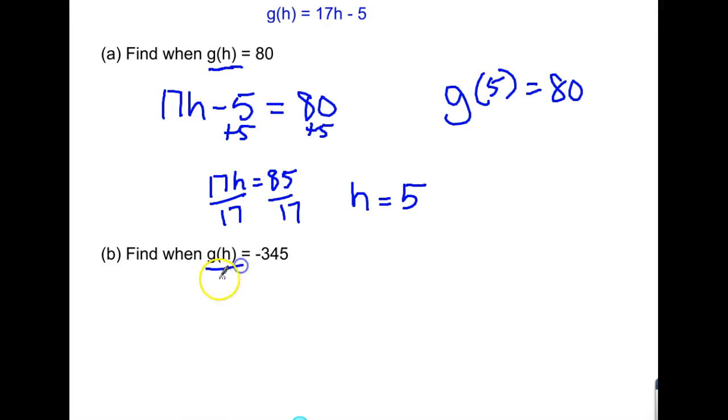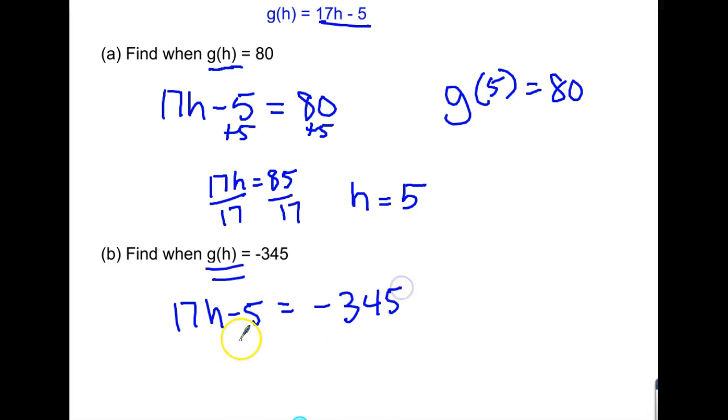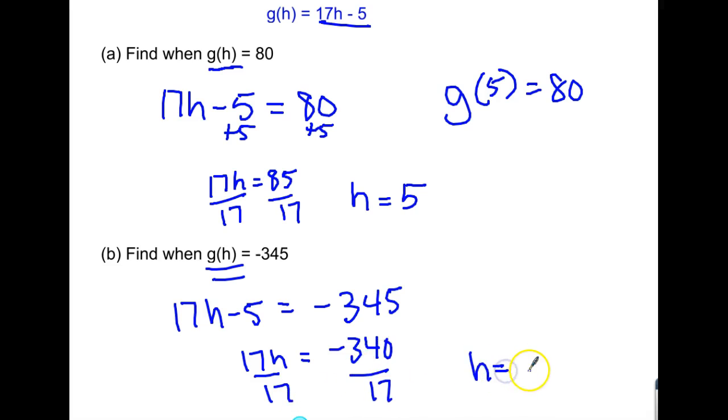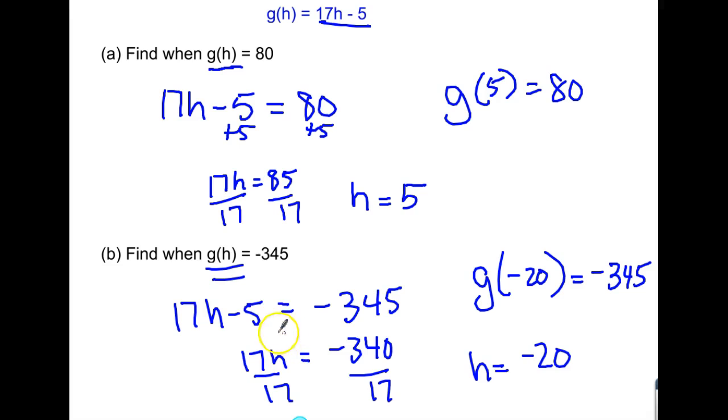Same kind of thing down here. G of h equals negative 345. That just means take g of h, 17h minus 5, set it equal to negative 345, solve. Add 5 to both sides, 17h equals negative 340, and divide by 17, and we find that h equals negative 20. So g of negative 20 is negative 345. So it's very similar, except you've got to solve. This is giving you the output, and you need to find the input.